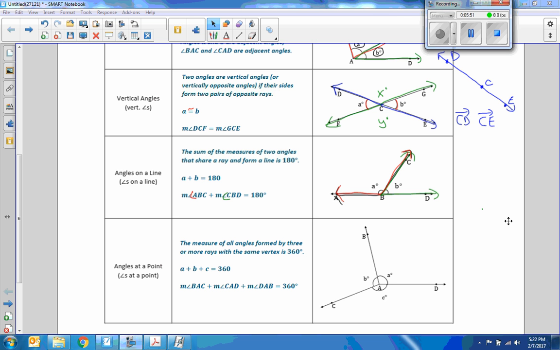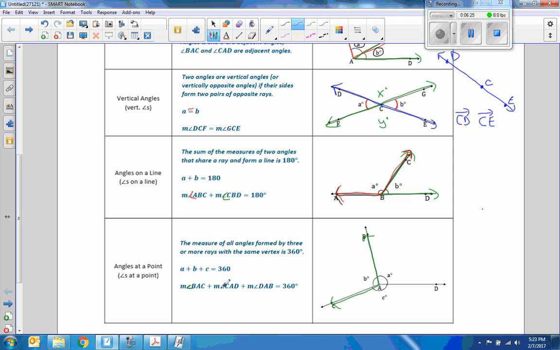Okay, angles at a point. The measure of all angles formed by three or more rays with the same vertex is 360 degrees. So here they're saying that angle A plus angle B plus angle C equals 360 degrees. Or if we name it, the measure of angle BAC. Remember, in order to write this, we start at the first letter B, we go to the next point A, and we go over to the next point C. That is angle BAC, green.